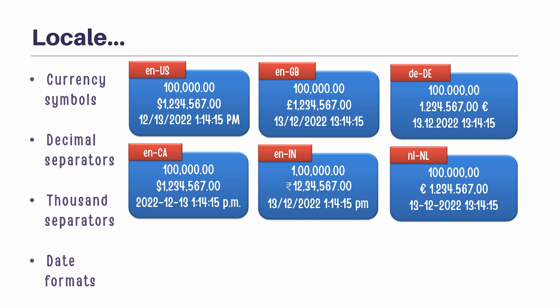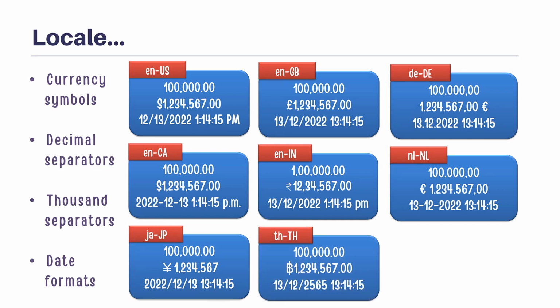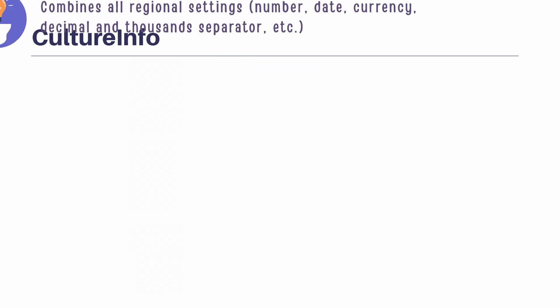You might also have noticed that the currency symbol on the German card and currency symbol on Netherlands card, they are same, but the placement is actually different. The currency symbol is placed after the number on German card while the currency symbol is placed before the number on Netherlands card. There are also three other cards which shows how the same information is represented in Japanese, Thai and Chinese locale. This locale information is passed to string operations by using CultureInfo object.